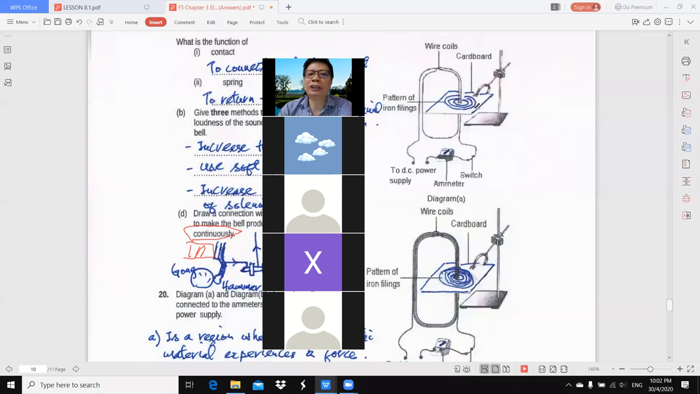Why? Of course, it's because of the number of turns. Here, fewer turns, the magnetic field is not so strong. Here, when you have more turns, the magnetic field is stronger, so you have more circles here, even though the power supply is the same. Understand? So that is the whole question. You understand why already, right? Now we look at the question.